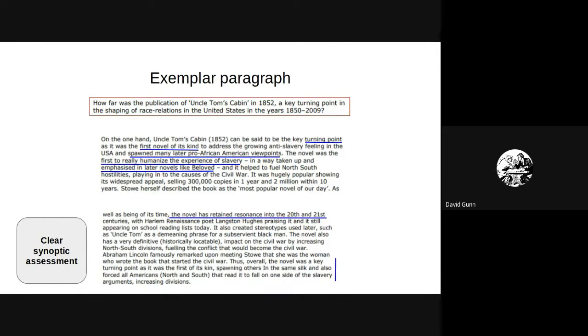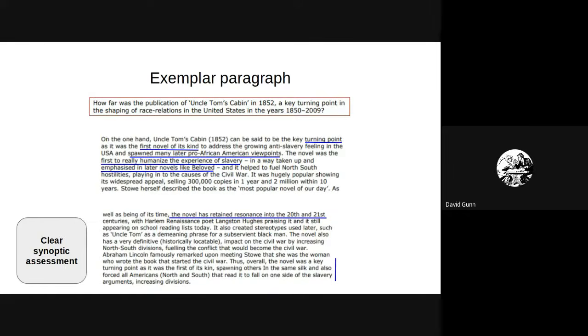It does say at the time how important Uncle Tom's Cabin was, but it's not just focusing on that. It's not just saying, oh, it sold lots in the mid-19th century. It's talking about its impact over time. And that's really the key thing to do with section C.